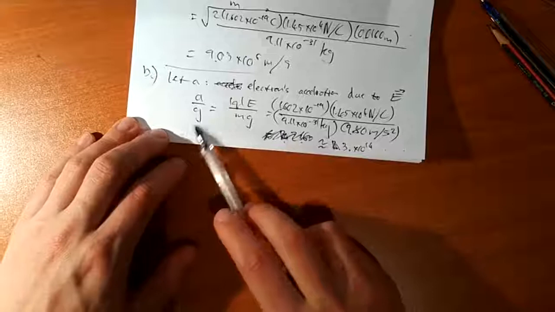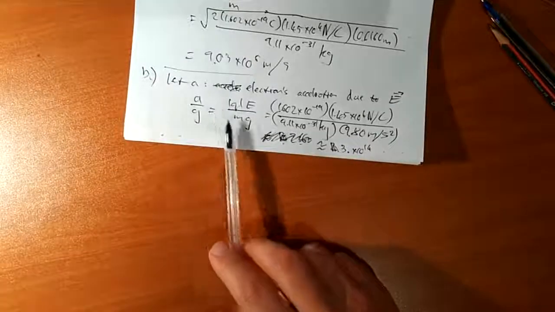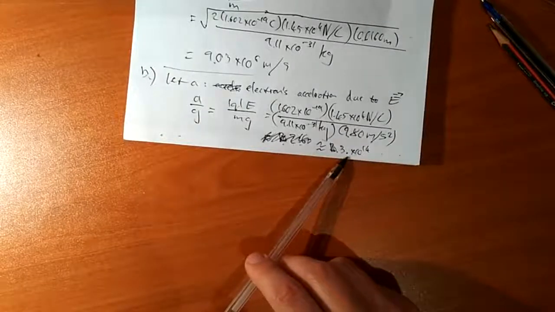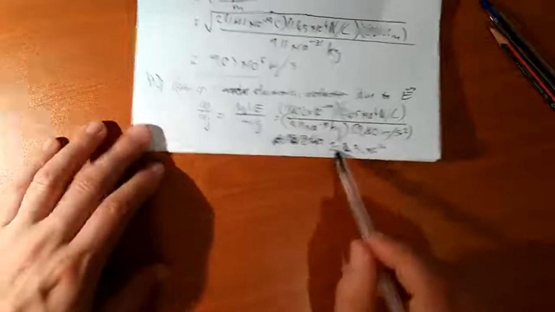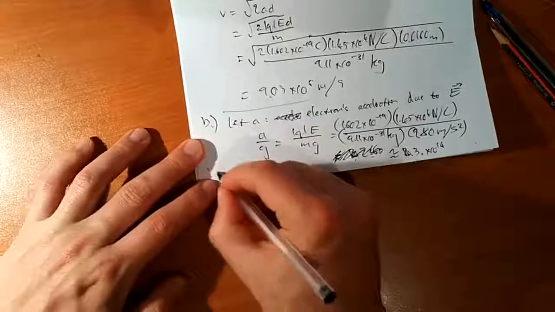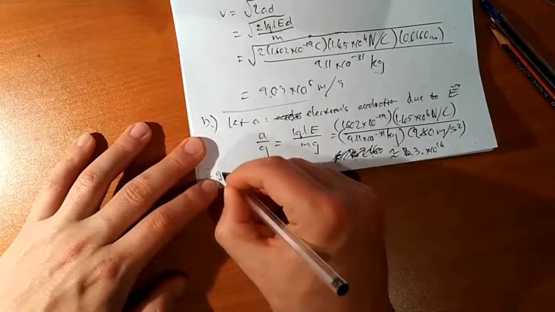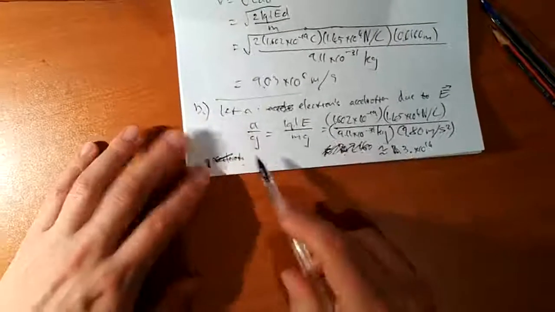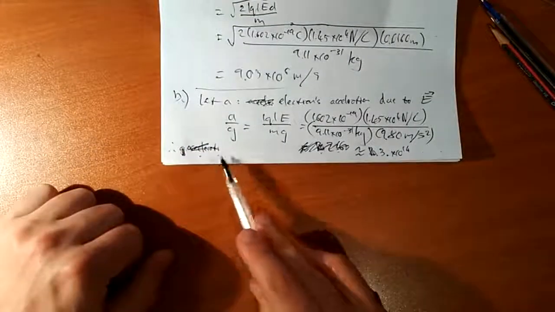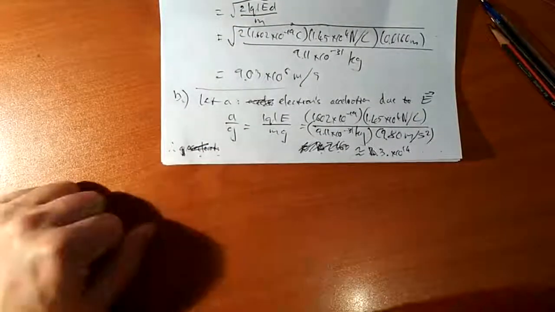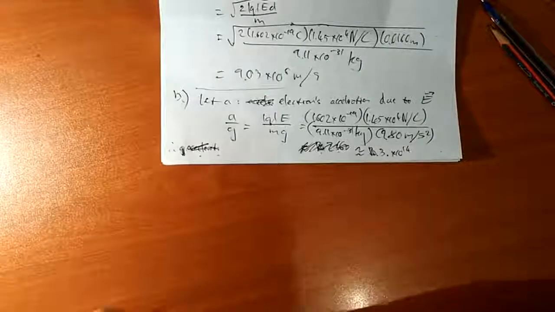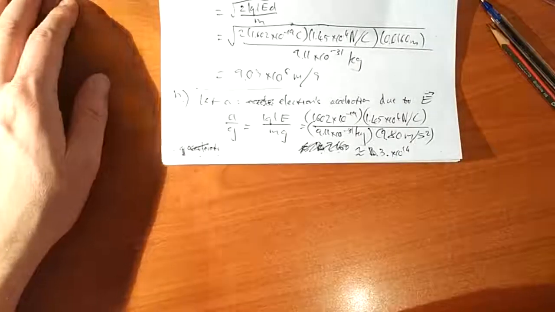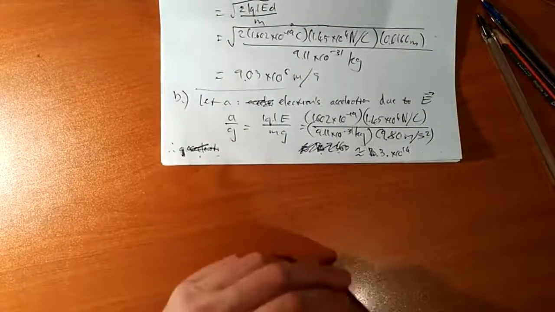So that acceleration due to gravity divides into the acceleration due to the electric field this obscene number of times, which directly goes to show, well, I don't have space to write it down, so you would then say: thus the acceleration due to gravity is negligible compared to the acceleration due to the electric field. So gravitational force can be safely ignored. That would be your answer. Okay, and that's it for the final question.